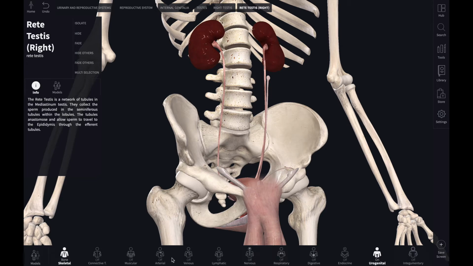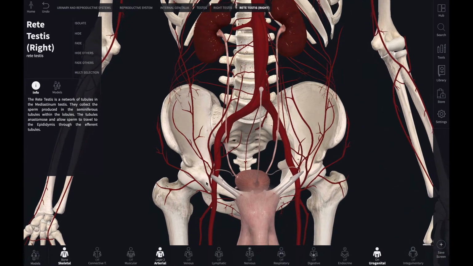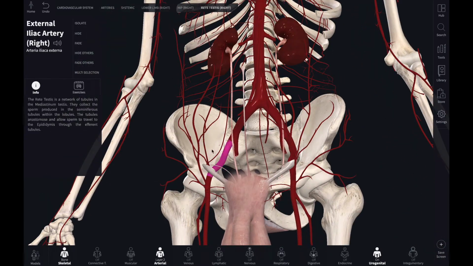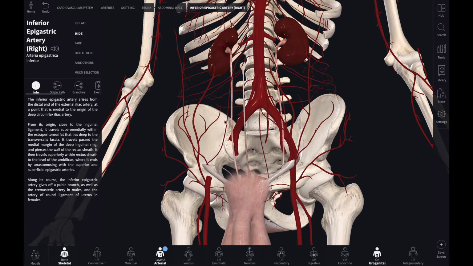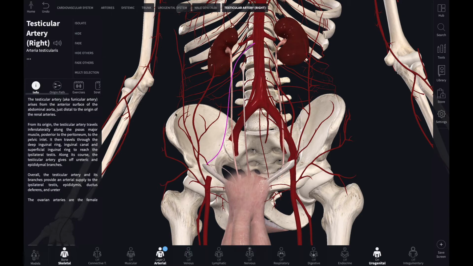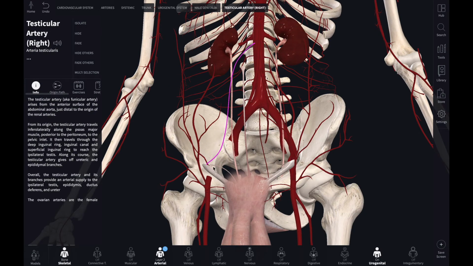If you see the testicular artery, I will hide all these things. This is the testicular artery. You can see how long it is. This is the area where the testis is formed, and the testis keeps traveling during the embryonic intrauterine life. A few days before or a couple of days after delivery, the testis comes and passes through this ring.